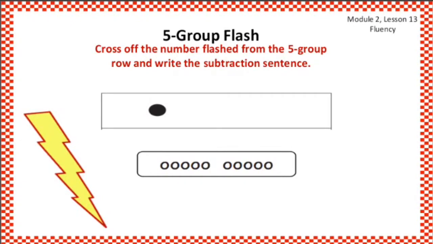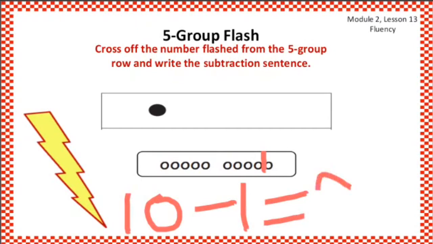Now we have the 5 group flash. Cross off the number flashed from the 5 group row and write the subtraction sentence. For example, we have 1. 1 is flashed. Now we're going to cross out 1 from our 5 group row. Are you ready? So let's cross out 1. You see that? So what's the number sentence for this? That would be 10 minus 1 equals to what? 9. 9 is left.